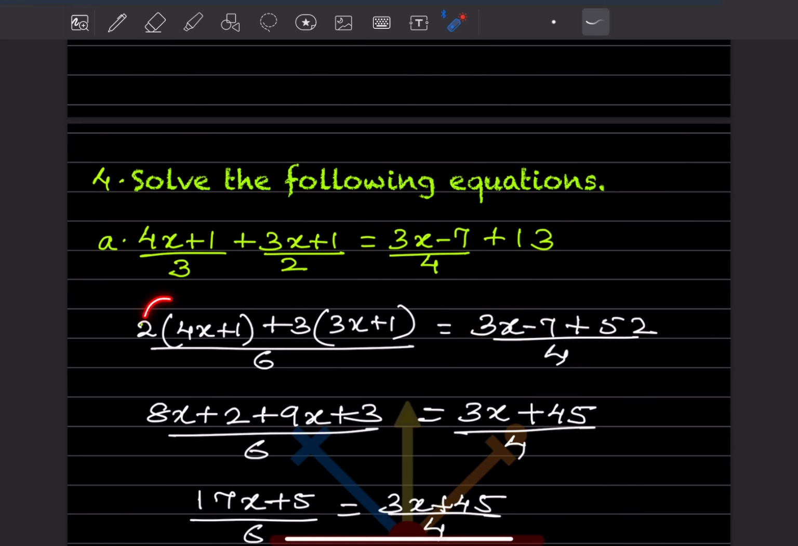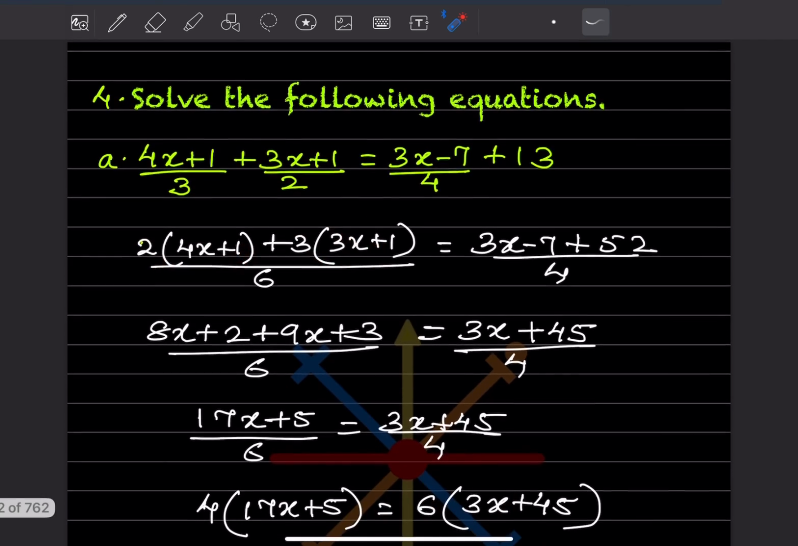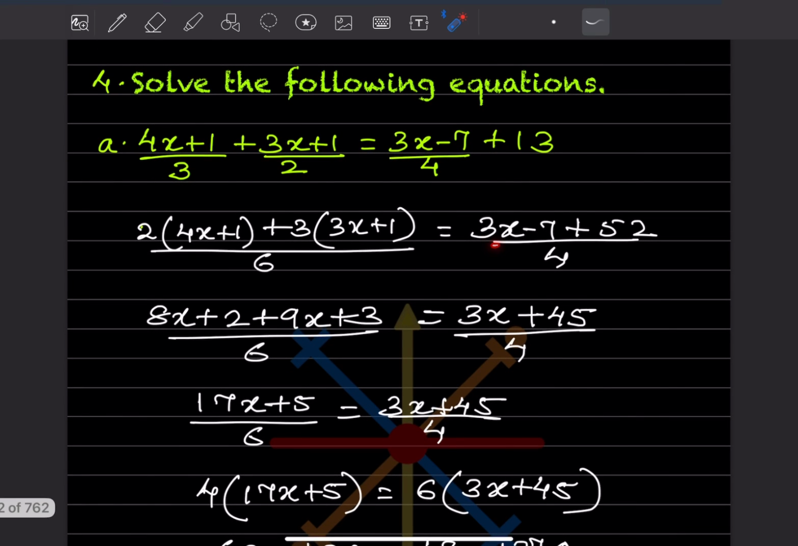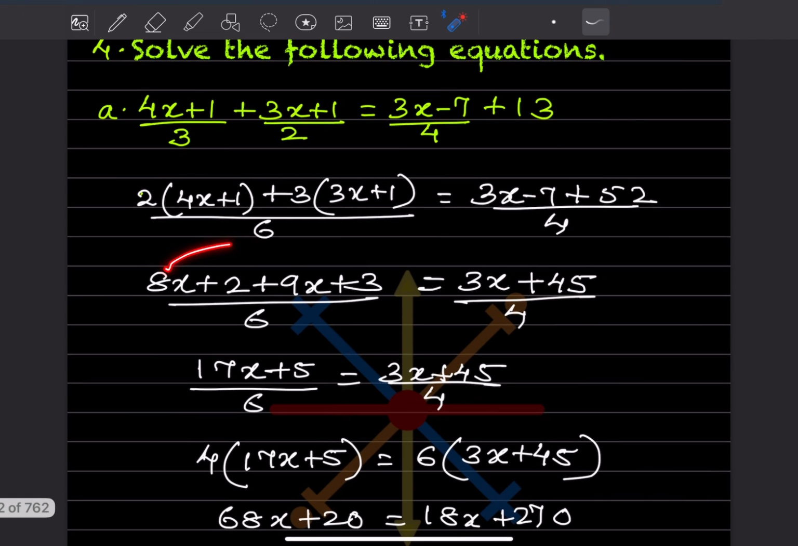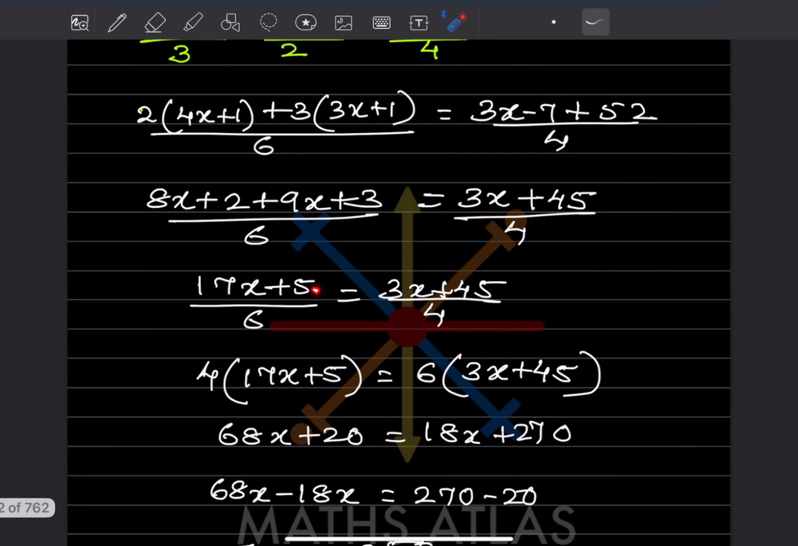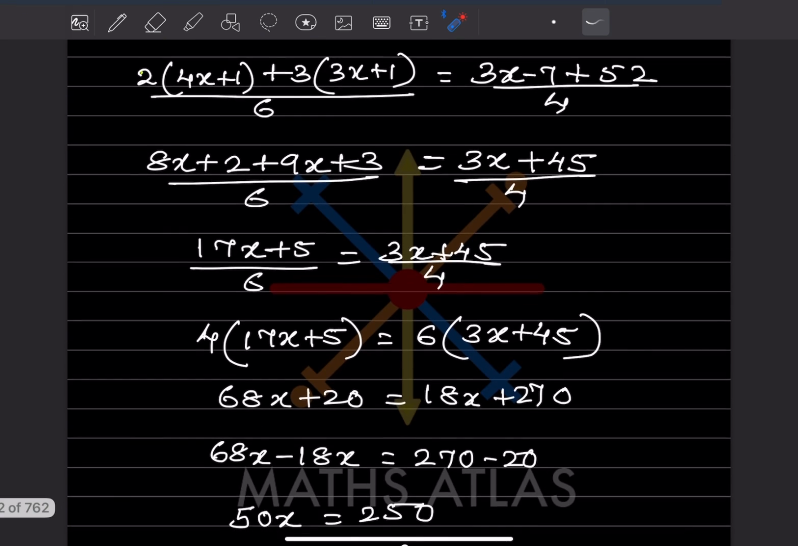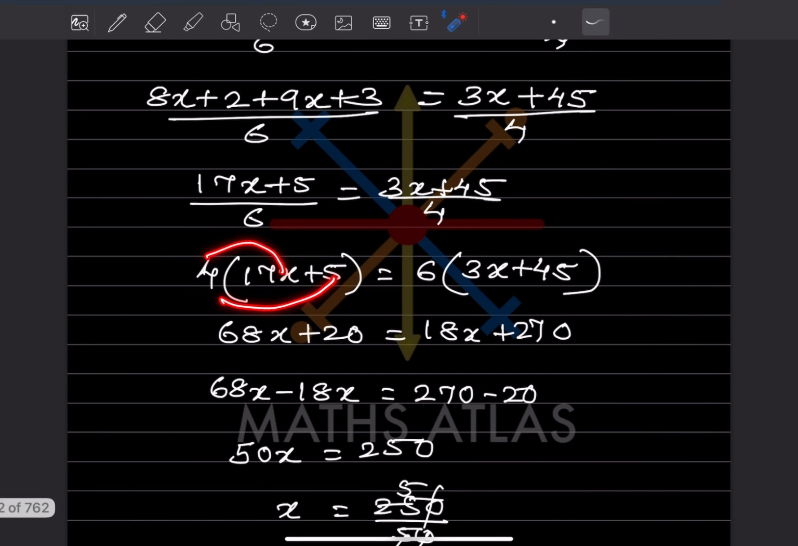Now let us solve this one. This is going to be 8x + 2 plus 9x + 3, divided by 6, and this will be 3x minus 7 plus 52, which is plus 45, divided by 4. Now let us take the x terms together: that will be (17x + 5)/6. This will be the same. Now we'll cross multiply: 4 into (17x + 5) equals 6 into (3x + 45). So this will be 68x + 20 equals 18x + 270.